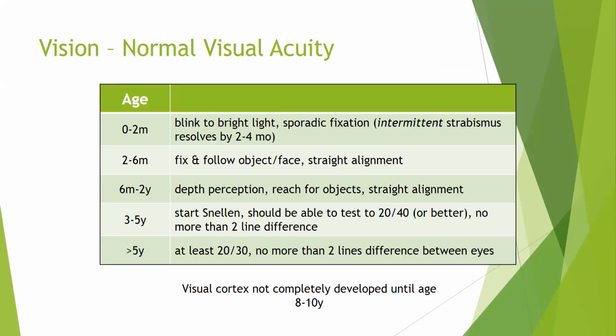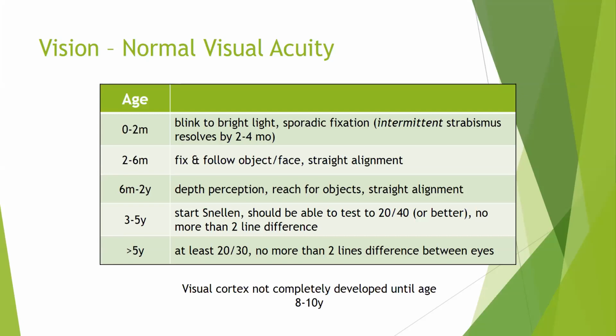So now we're moving on from hearing, we're moving on to vision. So normal visual acuity. From 0 to 2 months, it's difficult to assess, right? They're going to blink at bright light. They may sporadically fixate on objects or people. It's not really considered a strabismus until they're older than 4 months, because from 2 to 4 months, they may have this intermittent kind of strabismus, and that's pretty much normal development.